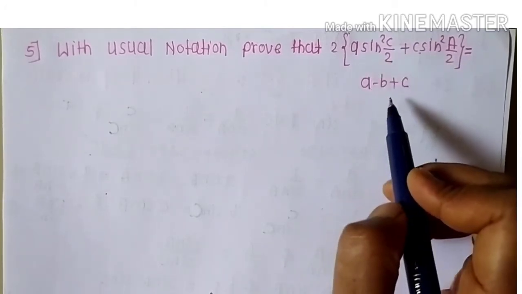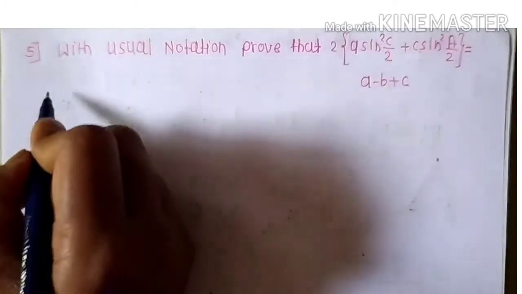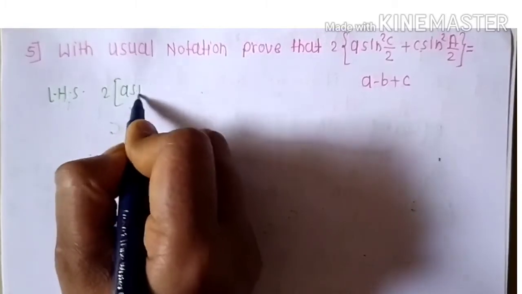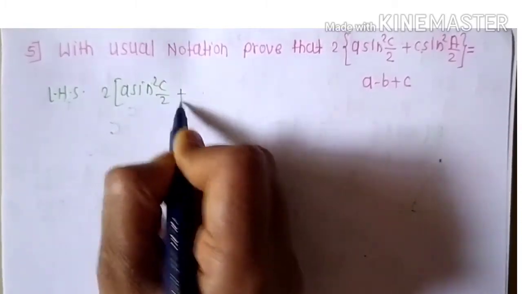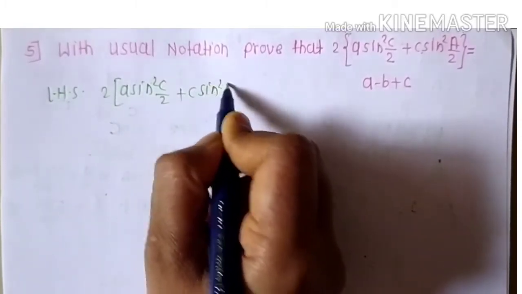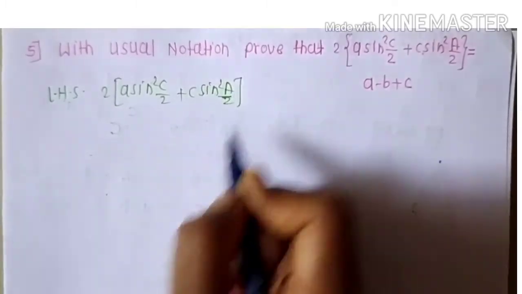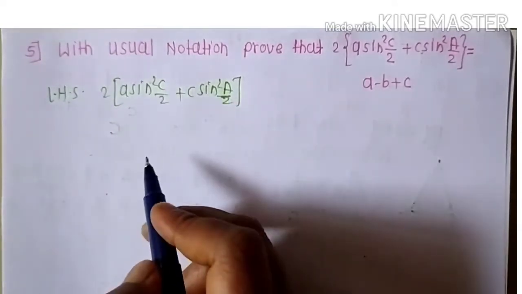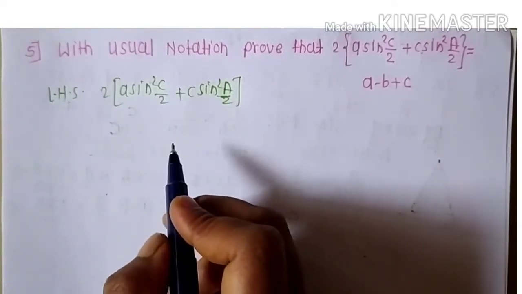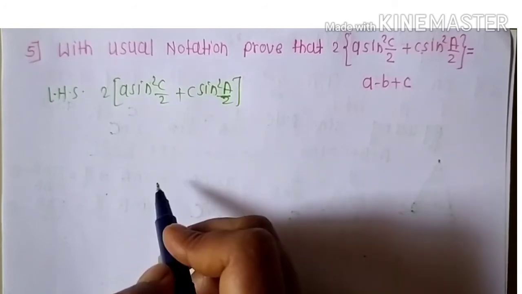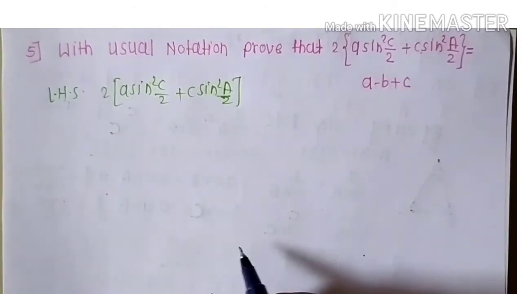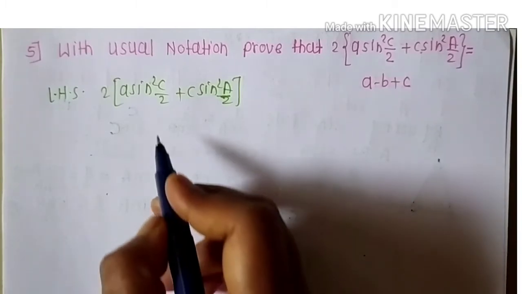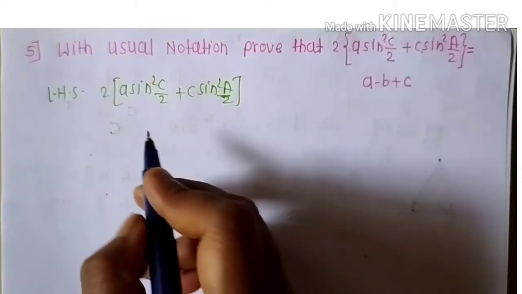Then in order to show this result, first we consider our left hand side. The left hand side is 2 into a into sine square C by 2 plus c into sine square of A by 2. In order to simplify this term, first we remove the square terms, that is sine square C by 2 and sine square A by 2. After that we use the rule which is applicable, that is sine rule or projection rule. First we have to eliminate this square term.